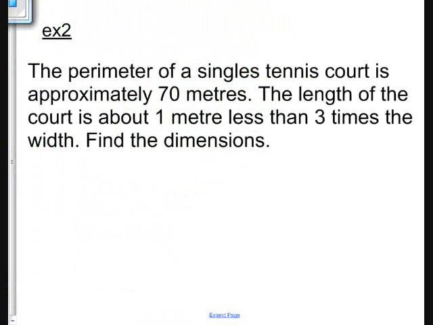Okay, for this question we have a tennis court. Perimeter is 70 meters. Length is 1 meter less than 3 times the width. Find dimensions. You notice we have perimeter. Anyone tell me what perimeter is? It's around the outside, and it's 70 meters. So first of all, what do we want to use for our variables? L equals length.